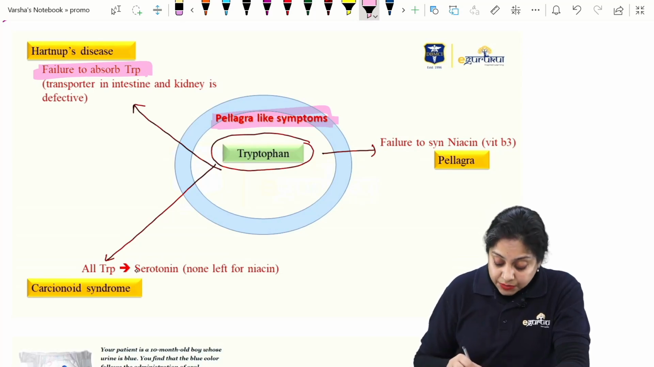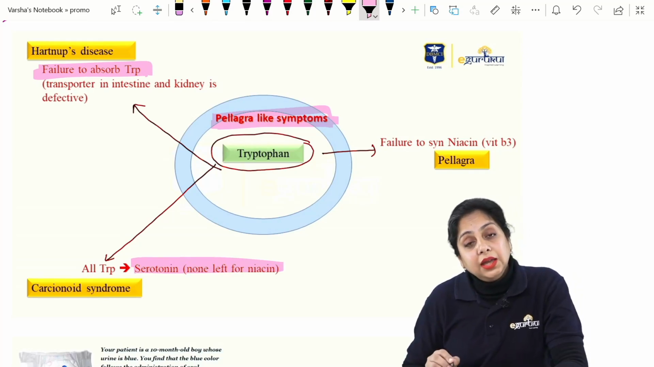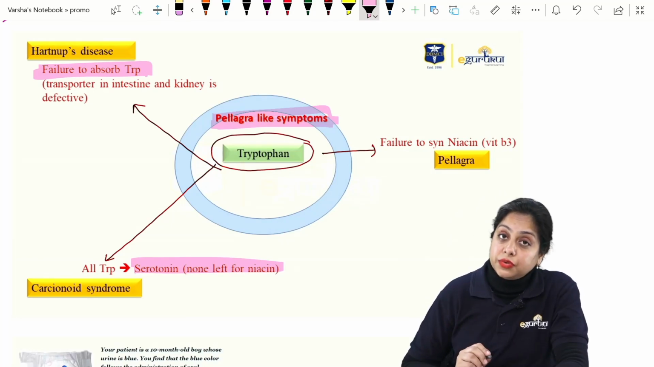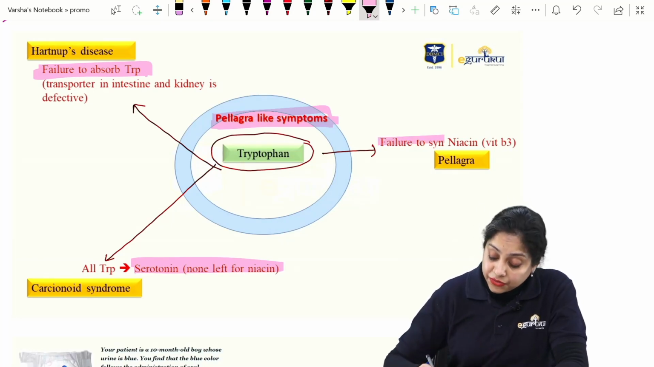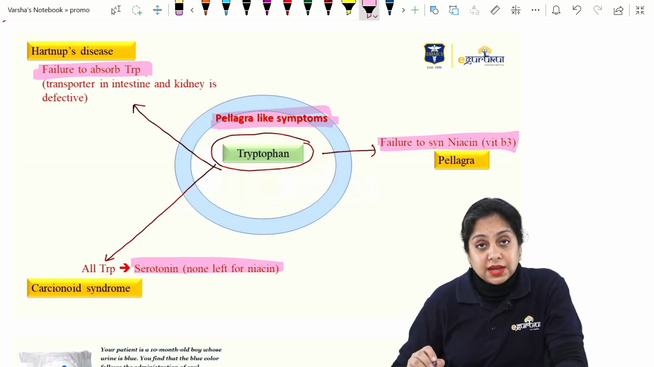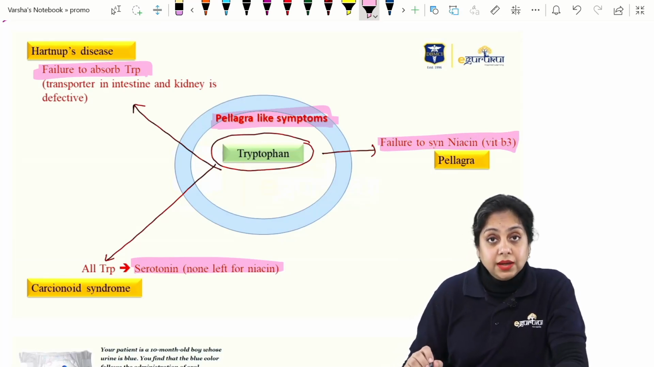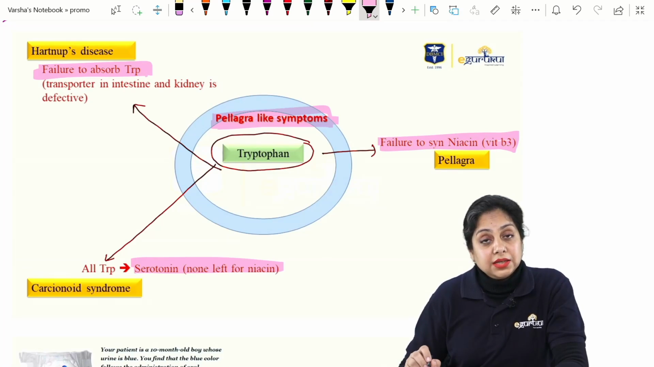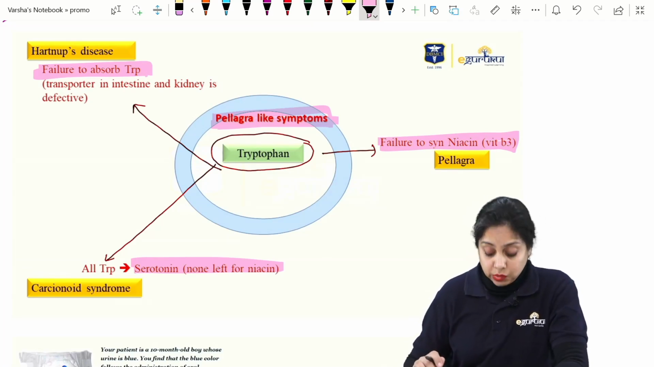Carcinoid syndrome is because tryptophan is there, but all the tryptophan is taken towards the formation of serotonin and none is left for the niacin. This is the failure to synthesize the niacin. If the body cannot synthesize the niacin from the tryptophan, then it will lead to pellagra-like symptoms. So you have to be very careful what the examiner is asking you.